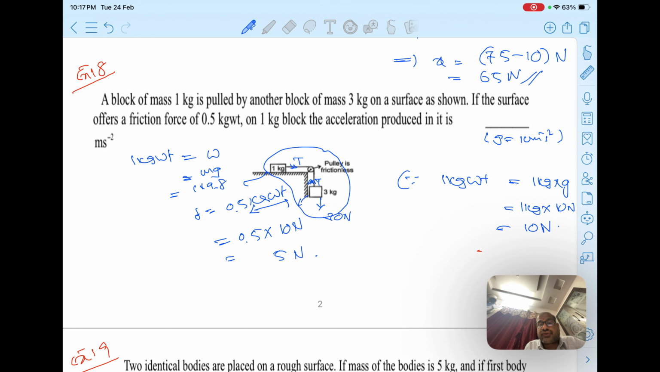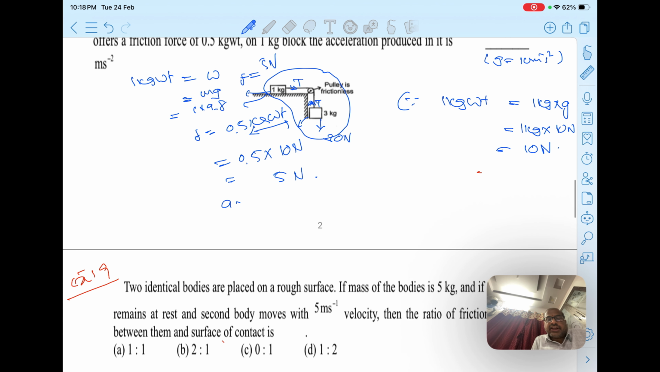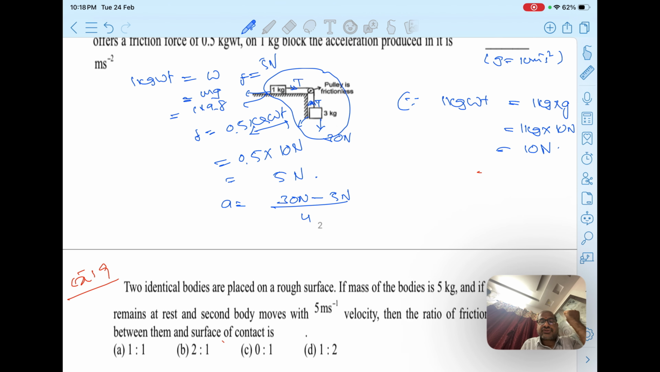So here, for this 1 kg and 3 kg, tension becomes an internal force. Only external forces you consider. So the external force here is 30 Newton, and the frictional force, which we just found, is 5 Newton. So what is the net pulling force now? Acceleration is equal to net pulling force by mass: 30 Newton downward and 5 Newton opposing, so 25 Newton. For the total mass, how many masses are moving because of this force? That is 1 plus 3, that is 4 kg. So this becomes 25 by 4 meter per second square.